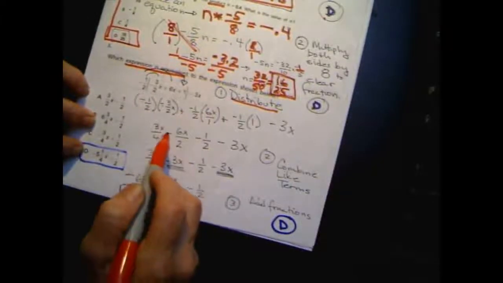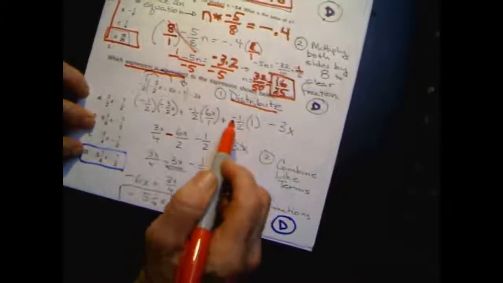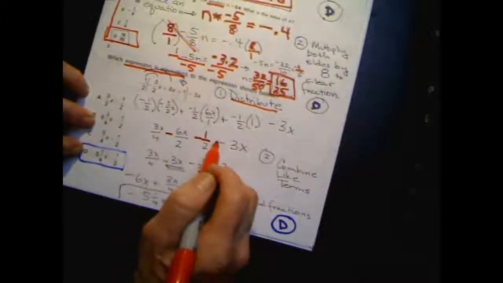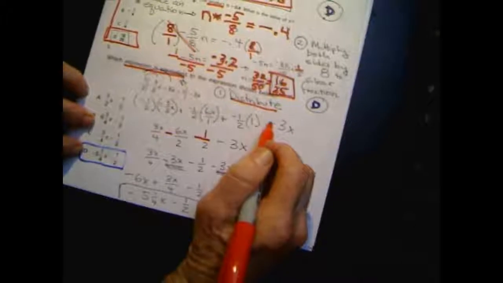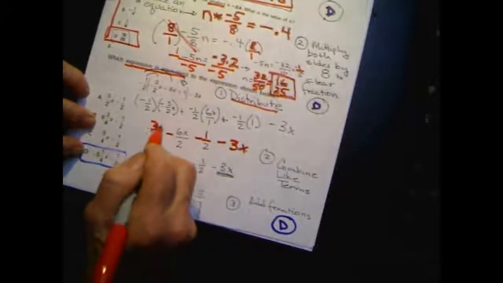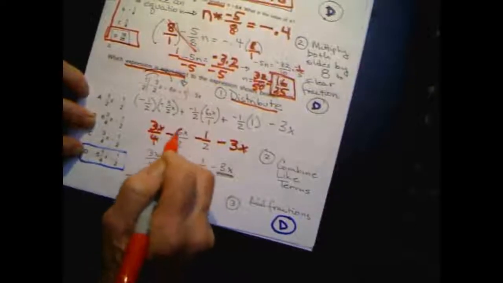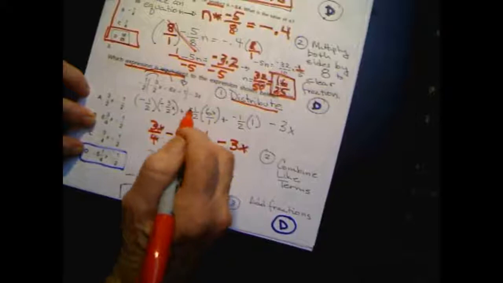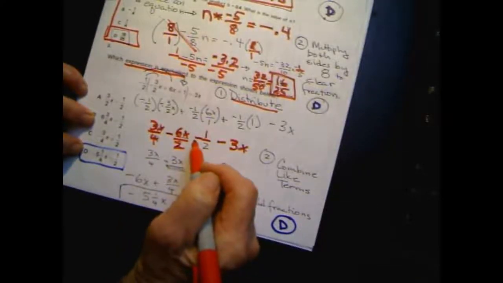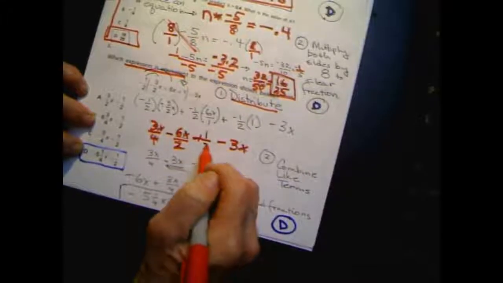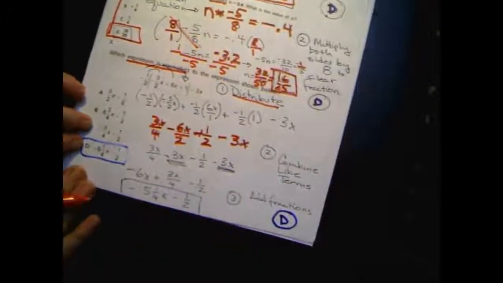There's just one negative here, so this stays negative. And then negative 1/2 times 1 is just negative 1/2. And then that 3x just stays on the outside. I can't get rid of it yet. So I'm left with 3x over 4 minus 6x over 2. And what did I have here? Yes, this was a negative 1/2. Oh, those combined. So that's a negative 1/2 minus 3x.